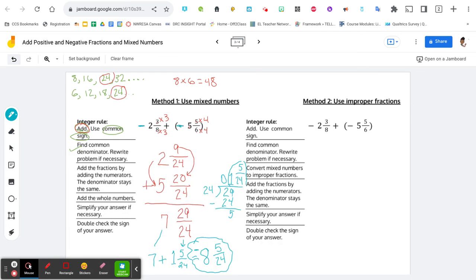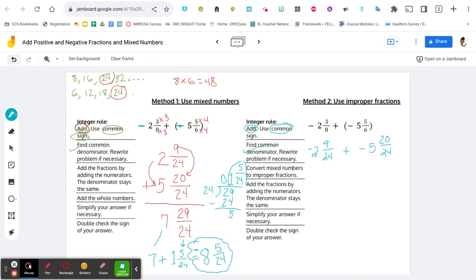Going to the method that you may have learned in elementary school, we're supposed to add, of course, and use the common sign. We have to find the common denominator. We already did that. So I'm just going to rewrite this as negative 2 and 9/24 plus negative 5 and 20/24.